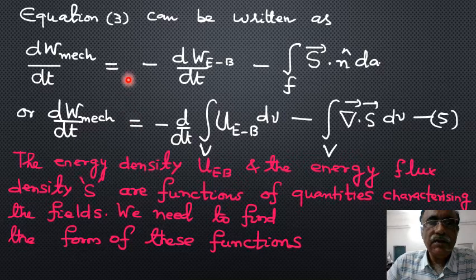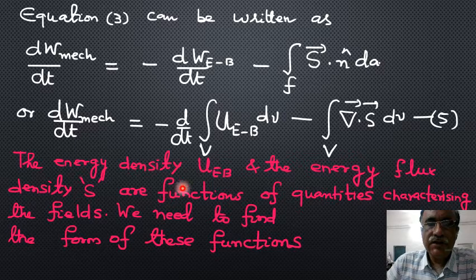Equation 3 can thus be written as dW by dt equal to minus d by dt W_EB minus the surface integral over F of S dot n dA. We know d by dt of W_EB is the volume integral of the energy density over the volume V, and the surface integral of S dot n dA can be converted into a volume integral over the same volume V as the volume integral of divergence of S dV.